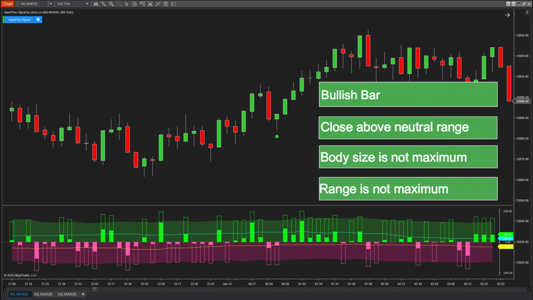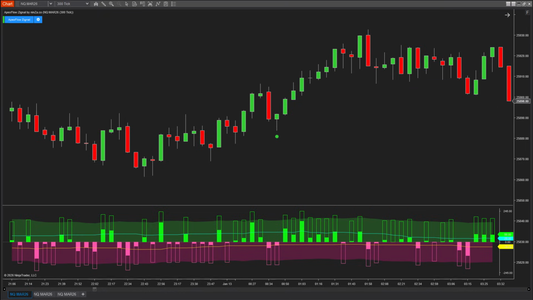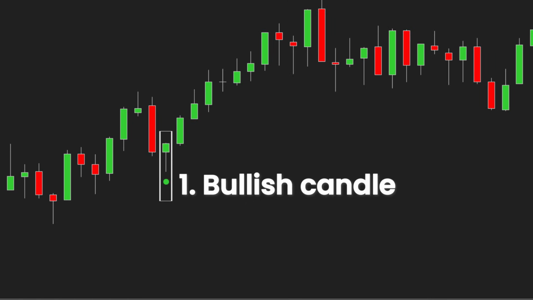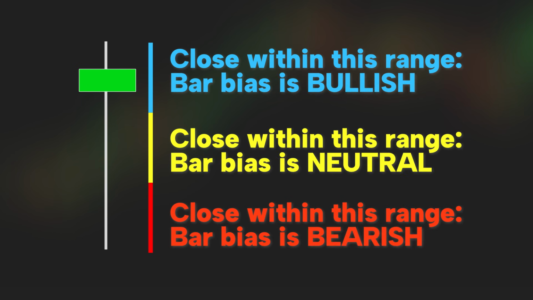At this point, we move to the next step. Identifying the conditions that prove the final result favors the buy side. And the first condition we can see right here is that the current candle closes as a green candle. Next, to help you better understand the second condition, let's take a closer look at what we mean by neutral range. First, the system divides each candlestick into three different zones.